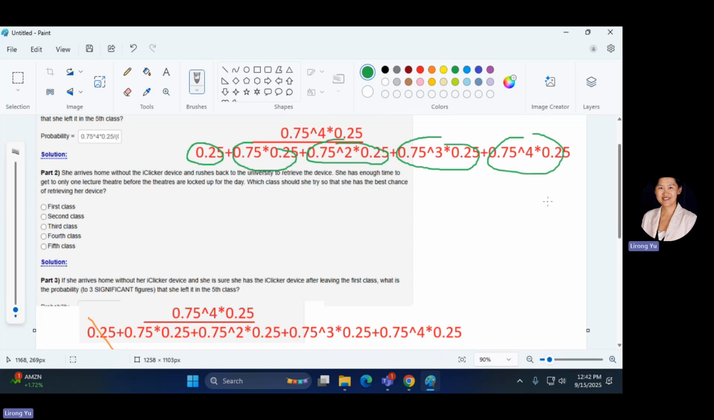So if you compare all of these probabilities, I think the highest one is the first one. 0.25 is bigger than all the other numbers. So she should go to the first classroom to get it because it's a higher chance that's what happened. That's the classroom she left it in. Any question?